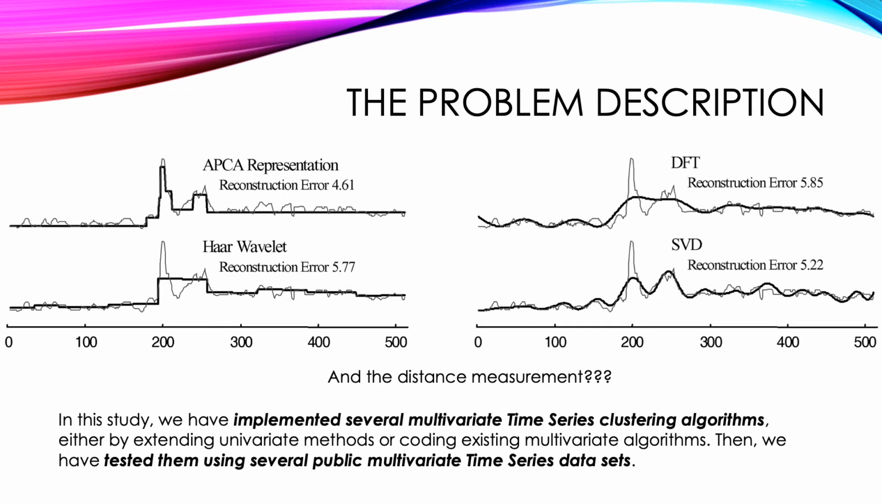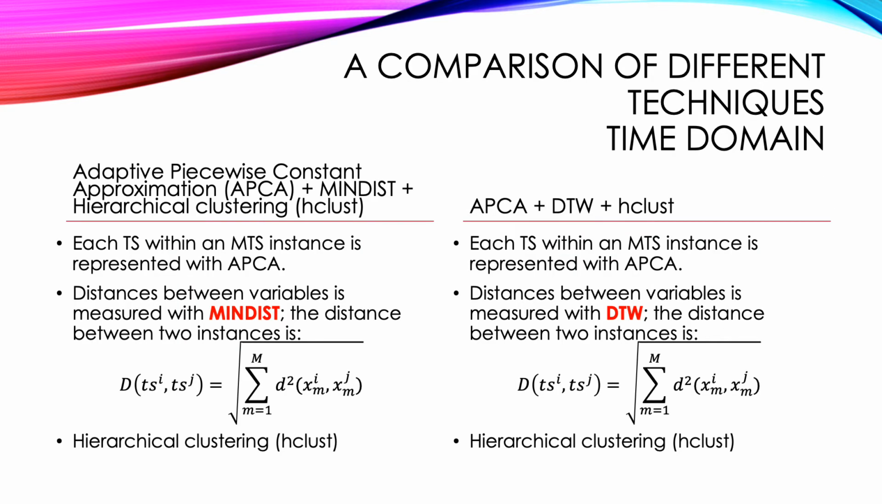In this work, we have implemented several multivariate time series clustering algorithms, either by extending univariate methods or coding existing multivariate algorithms. And then we tested them using public multivariate time series datasets. The first two methods make use of APCA as the piecewise constant approximation, but in the first one we use a mean distance, and in the second one we use dynamic time warping. And in both cases we use hierarchical clustering.